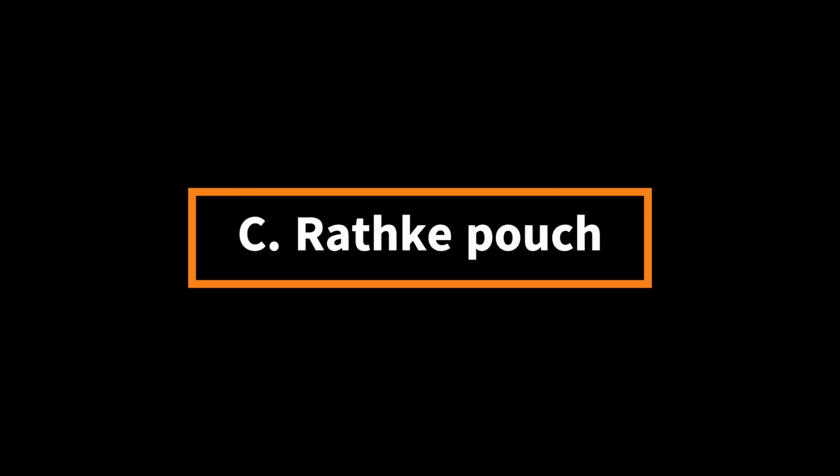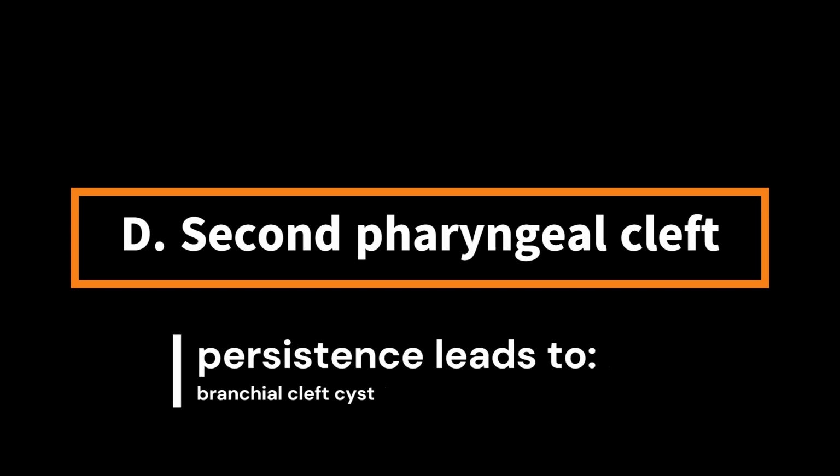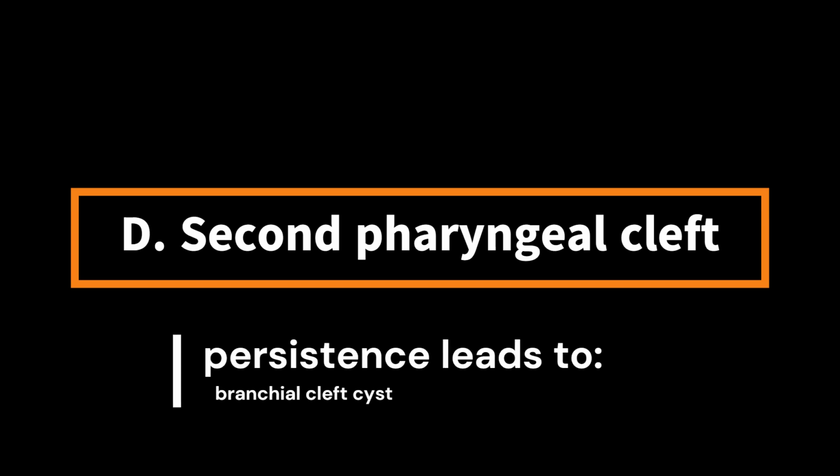Choice C is wrong because the Rathke pouch represents an invaginated oral ectoderm that eventually develops into the anterior pituitary. Craniopharyngiomas arise from remnants of this pouch and can result in hypopituitarism, hydrocephalus, and diabetes insipidus, but not hypocalcemia. Choice D is wrong because the second pharyngeal cleft, also called second pharyngeal groove, is normally obliterated in utero. Persistence leads to a branchial cleft cyst between the angle of the mandible and sternocleidomastoid muscle.